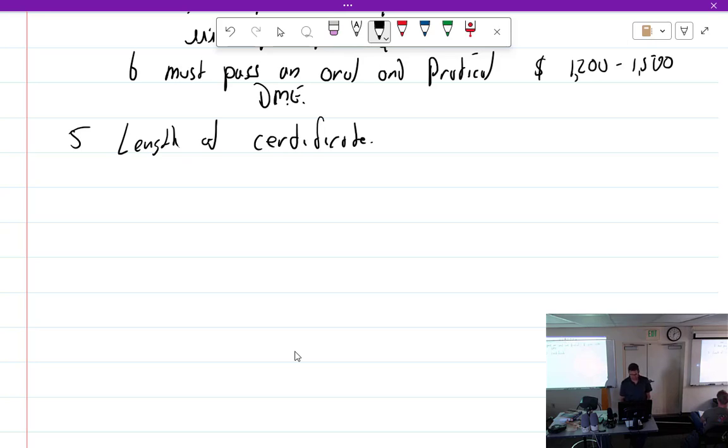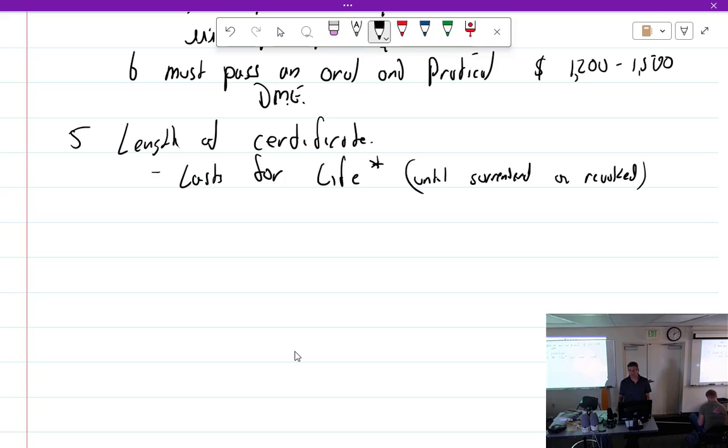Okay, length of certificate. How long does it last? Let's try to abbreviate some of this. Lasts for life. Asterisk. Or, technically it says until surrendered or revoked. Unless it's surrendered or revoked.